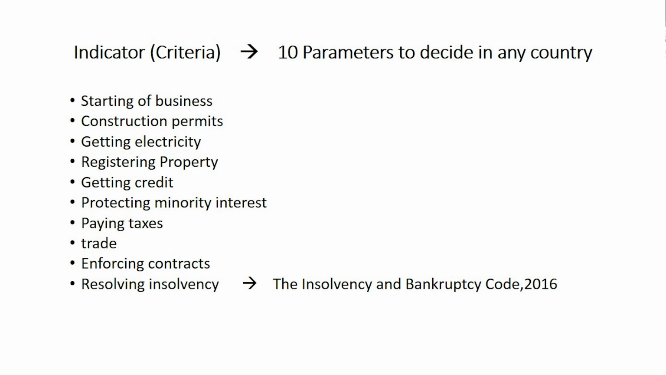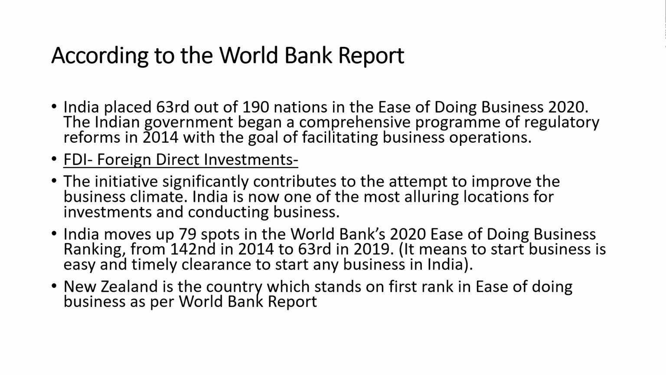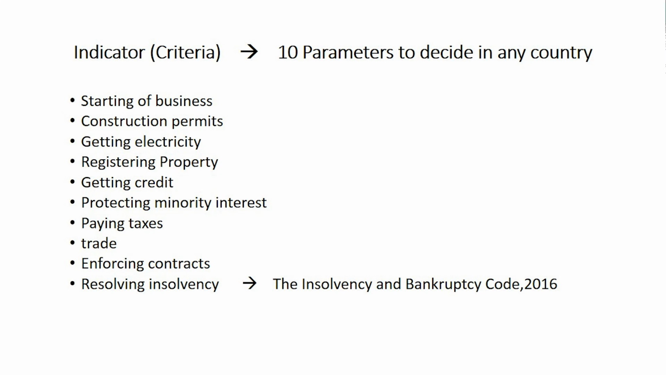Normally 10 parameters have been decided, and normally the World Bank conducts this. According to the World Bank report, India has been placed at 63rd rank out of 190 nations in ease of doing business in 2020. The Indian government began a comprehensive program of regulatory reforms in 2014, with the goal of facilitating business operations, so they can attract FDI into India.